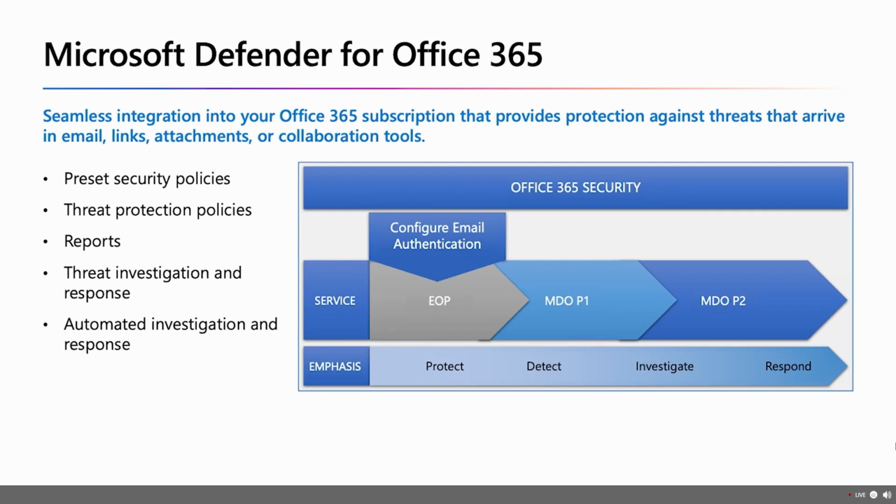The third feature is threat investigation and response capability. These use leading-edge tools to investigate, understand, simulate, and prevent threats. The fourth feature is automated investigation and response capabilities. These save time and effort investigating and mitigating threats. Finally, you have reports. This helps you to monitor Microsoft Defender for Office 365 performance in your organization.